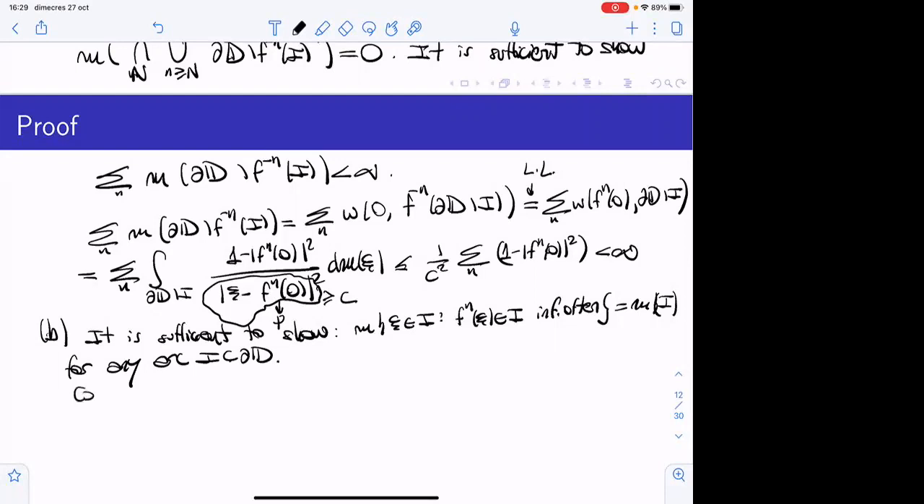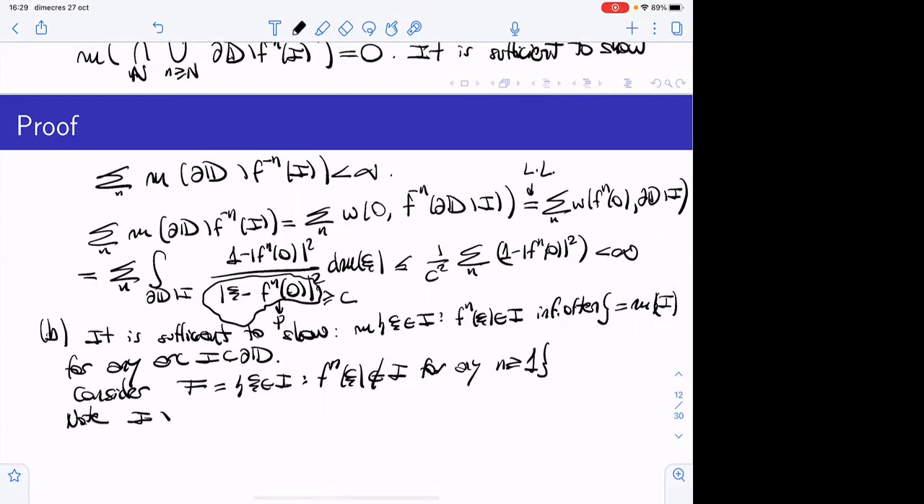Okay, so then consider the following set. Consider something like the complementary. So consider the set F of points in the arc such that the iterates do not lie in the arc for any n. So this is the bad set, right? It's the set where you start in I, but the orbit does not visit I at any time. And note that if you look at the complement, we need to show that these two sets have the same measure. Okay, so let's look at the difference of these sets. The points in I such that the orbit visits the arc infinitely often. Okay, so the plan is to show that this set has Lebesgue measure 0.